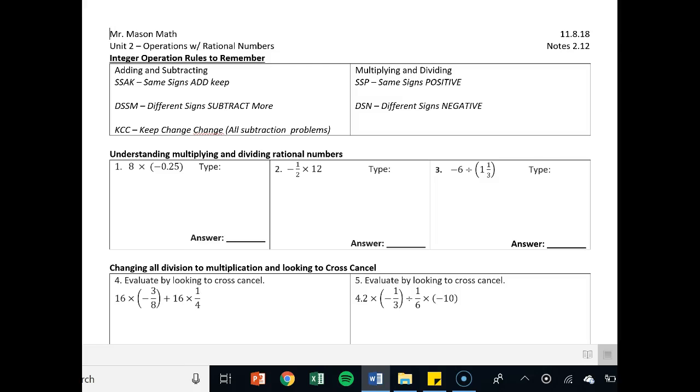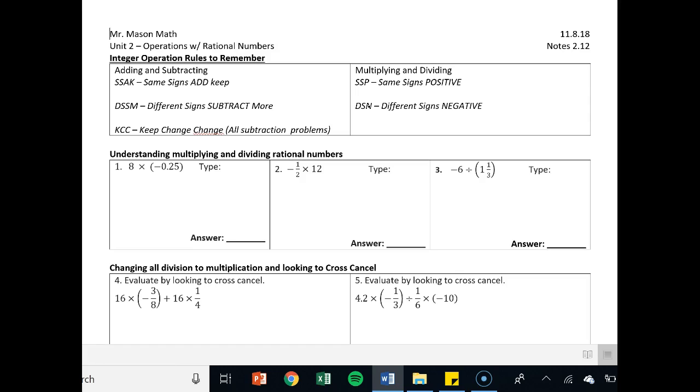Welcome to Notes 2.12. Remember, our integer operation rules are also up on the chalkboard. For adding and subtracting, we fall under these rules. Remember, key changes only for subtraction problems. And for multiplying and dividing, we fall under these rules: same signs positive, different signs negative. So you really have to determine, first of all, what type of problem it is, and then apply the rule.